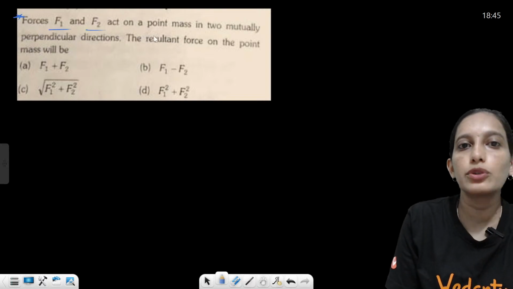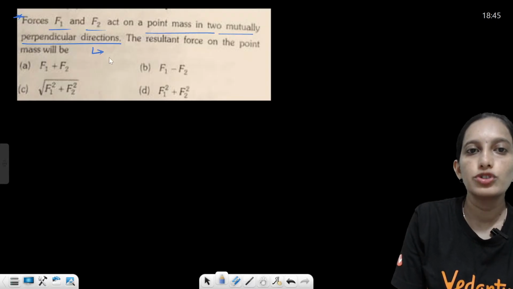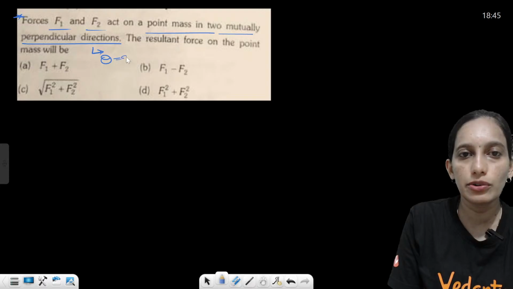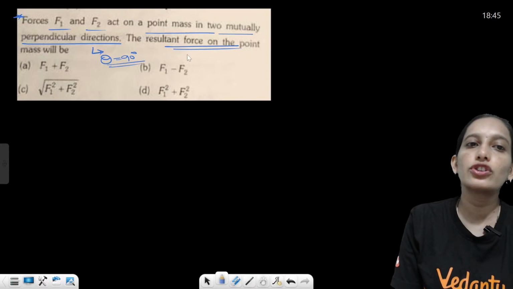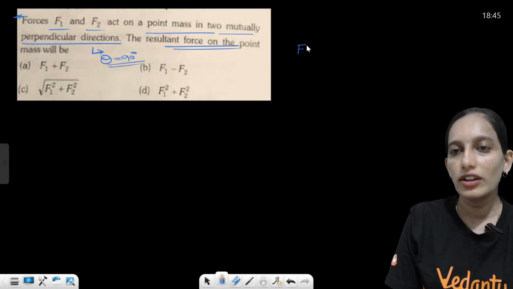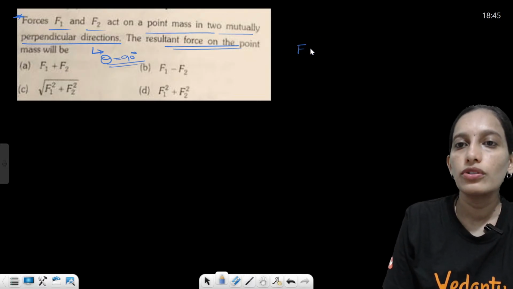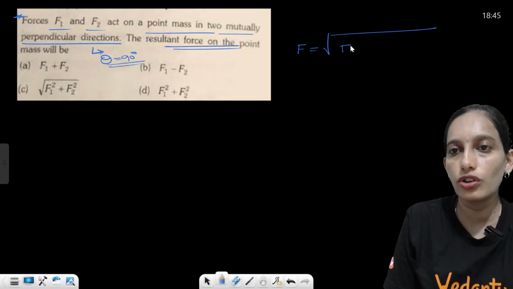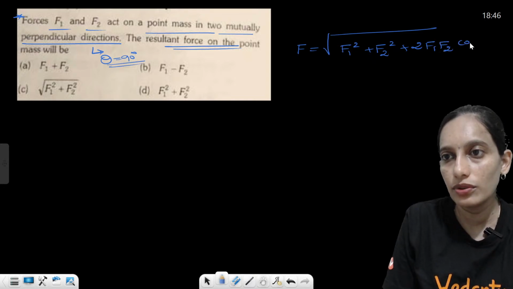Force F1 and F2 act on a point mass in two mutually perpendicular directions. Mutually perpendicular direction ಅಂದ ತಕ್ಷಣ ಏನು ತಗೋಬೇಕು? theta is equals to 90 degree ಅಂತ ತಗೋಬೇಡಿ. The resultant force on the point mass will be, resultant force ಕೇಳಿದರೆ very simple. ಸೊ ಇದು ಆಲ್ರೆಡಿ ಮಾಡಿದೀವಿ ಕೂಡ, ಸ್ಪೆಷಲ್ ಕೇಸಲ್ಲಿ ನಿನ್ನೆ ಹೋಮ್ವರ್ಕ್ ಕೊಟ್ಟಿದ್ದೆ ಅನ್ಸುತ್ತೆ. ಸೊ F is equals to square root of F1 square plus F2 square plus 2F1 F2 cos 90.